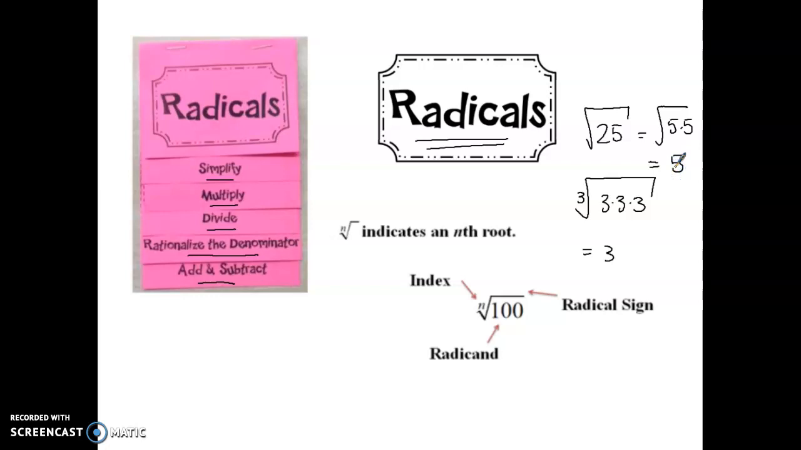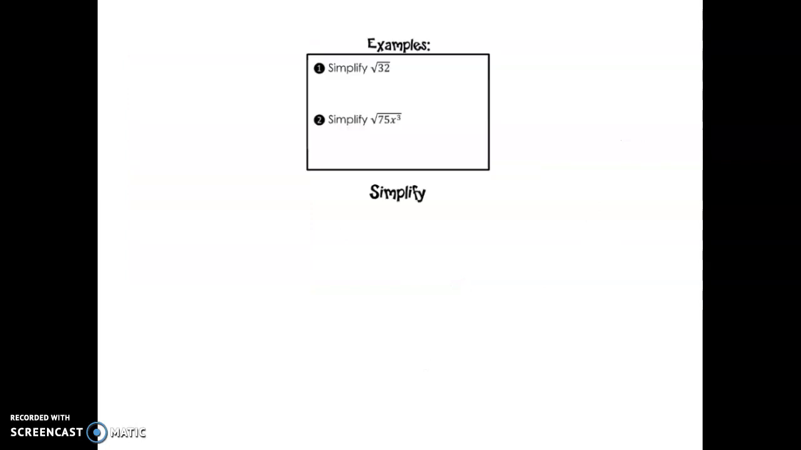So radical signs are like square roots and cube roots. They're called a radical sign. This indicates what root you're actually taking. The word is the index. So you see here we took the cube root. And then underneath the radical sign, it's just called the radicand. All right, so get your foldable together and get started with radicals, and I am going to go over the notes.